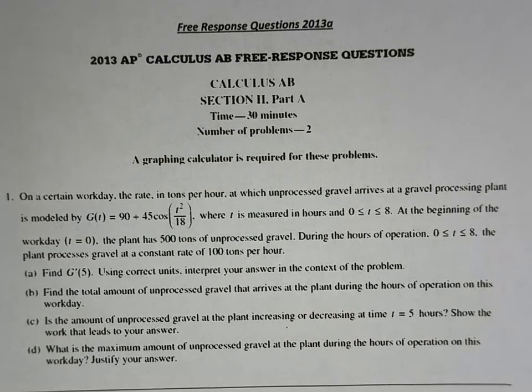But I am going to walk through all 3 of them for my individuals who were absent, or for the periods who didn't get to touch on any of the 3, or for anyone who would just be curious to hear one of them re-explained. So here we go. Number one reads, on a certain workday, the rate in tons per hour at which unprocessed gravel arrives at a gravel processing plant is modeled by this function.